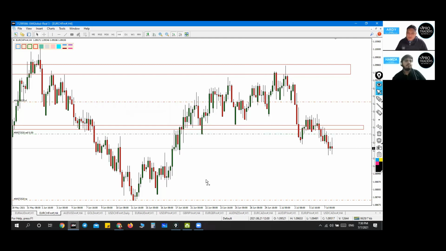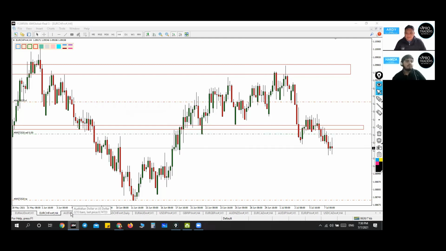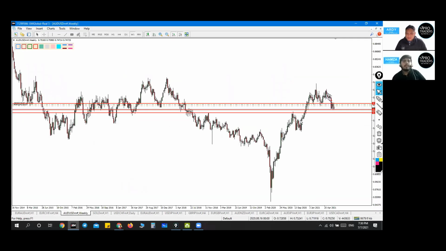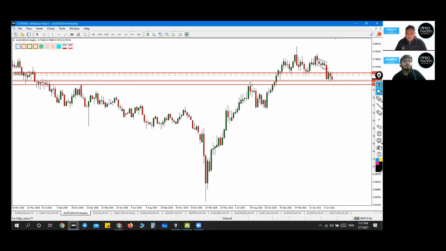If you take a look at the Aussie dollar on the weekly time frame, we see that there's a resistance and support area just below, right? Just below, there's another resistance and support which needs to be tested. I'm sure there's going to be some support there, and we don't know whether price is going to reverse back to the upside.